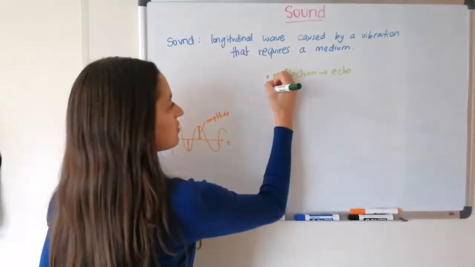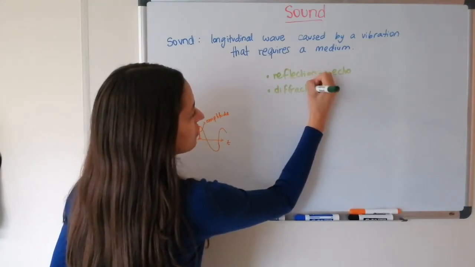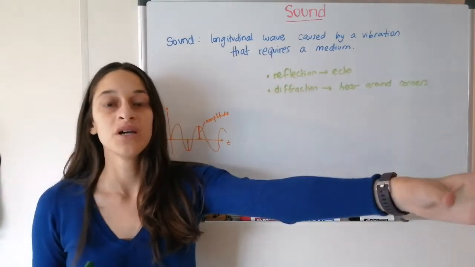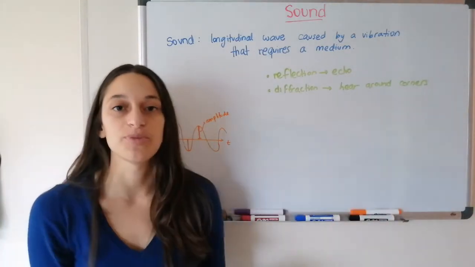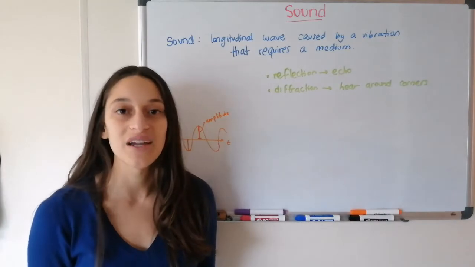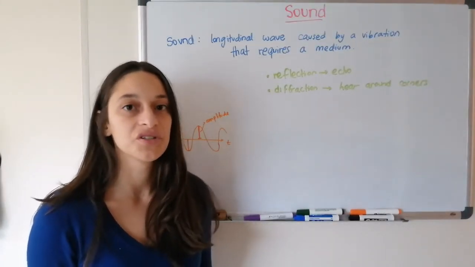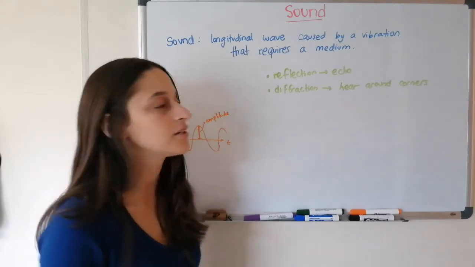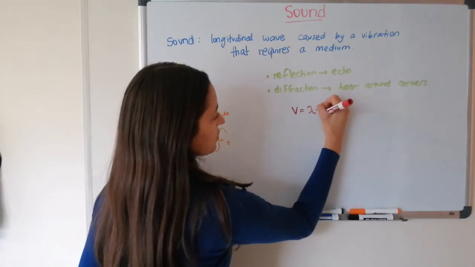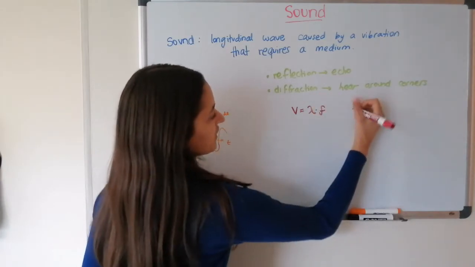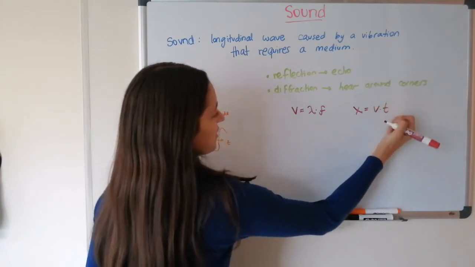And then diffraction, the other behavior we learned before, is why we can hear sounds around corners. So if someone is in another room with the doors open, the sound will move through, bend through the corner, and reach the other person, even if he's not in a straight line with me. The regular wave equation that we've used and the motion equation are still valid for sound waves. So we have this one, which is speed is wavelength times frequency. That'll probably be useful for today. And distance equals speed times time.